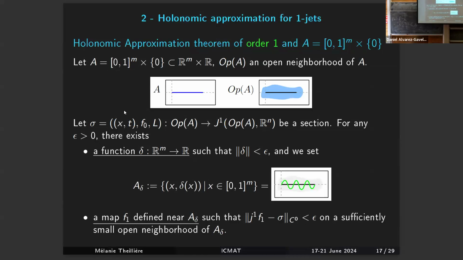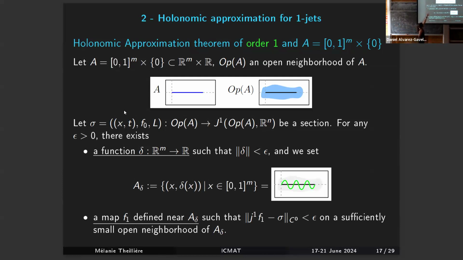And now I would like to talk a bit about holonomic approximation again. So you saw it yesterday with Danny. In fact, I only want to talk about the holonomic approximation for one jet space, not in every other higher order. So I just recall quickly what holonomic approximation is.